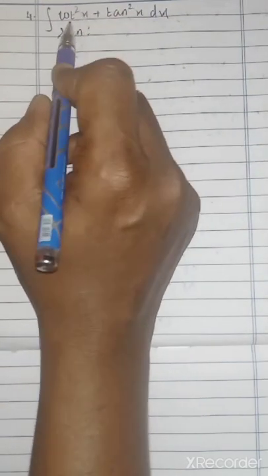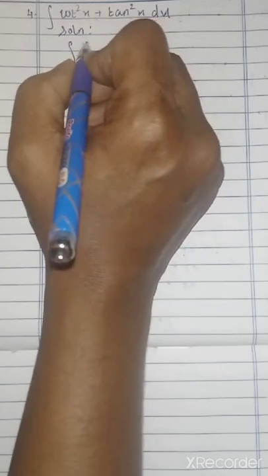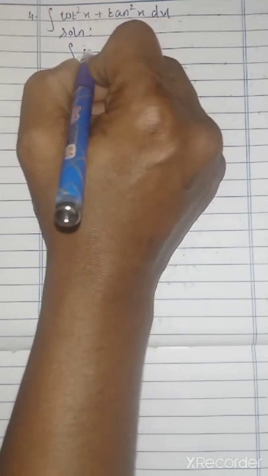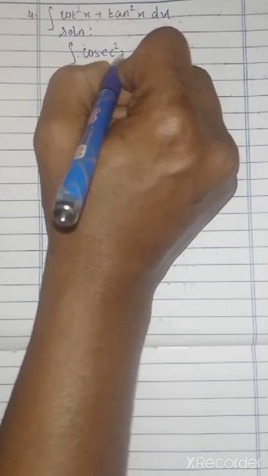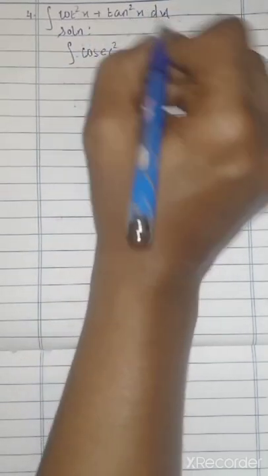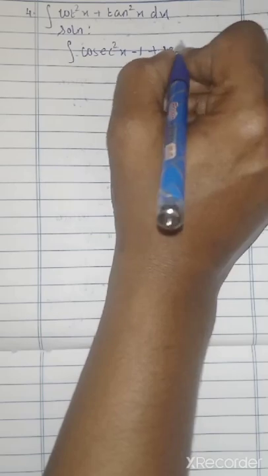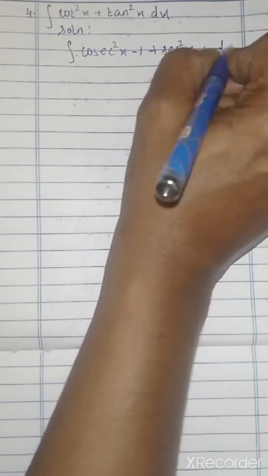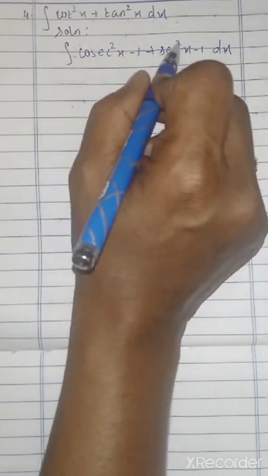Now, you can take your fourth problem. It is given that integral cot square x plus tan square x dx. So we can take this solution. Okay, cot square x direct we don't have formula. So we can take this cot square x as cosecant square x minus 1. Similarly, tan square we can take it as secant square x minus 1 dx. Now we have decomposed the given problem.